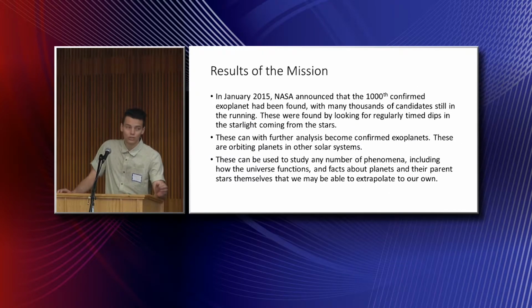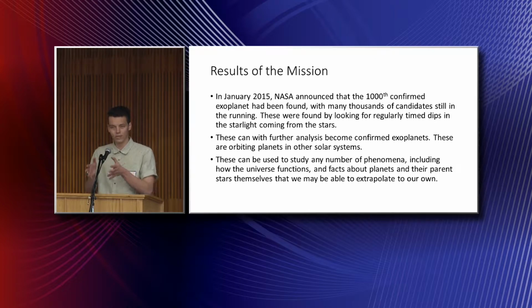The results of the mission were actually a giant success, and in January of 2015, NASA announced that they had discovered over 1,000 confirmed exoplanets, with many thousands of candidates still in the running. Many of those have been confirmed since then. These were found by using what's known as the transit method. So it would look at a particular area of space and zoom in on just one star, and it would watch for regularly timed dips in the light coming from that area. And if that was regularly timed and regularly spaced, they could assume that there was something transiting in front of the star blocking the light, and that was assumed to be a planet.